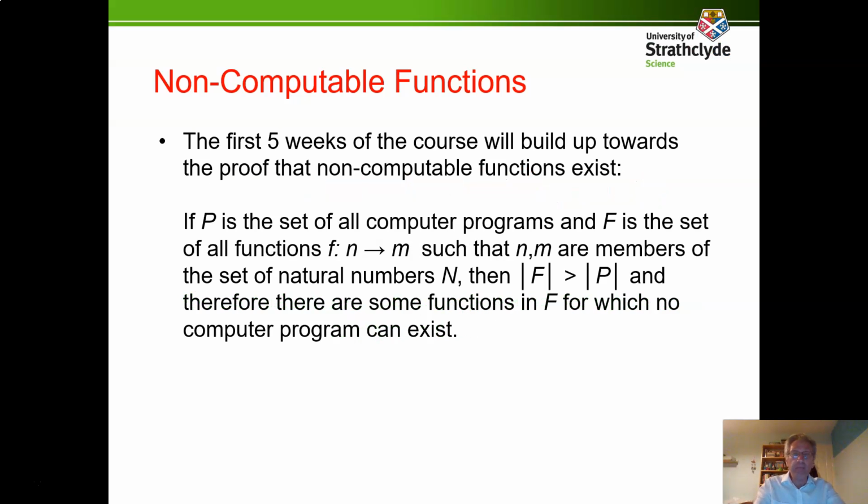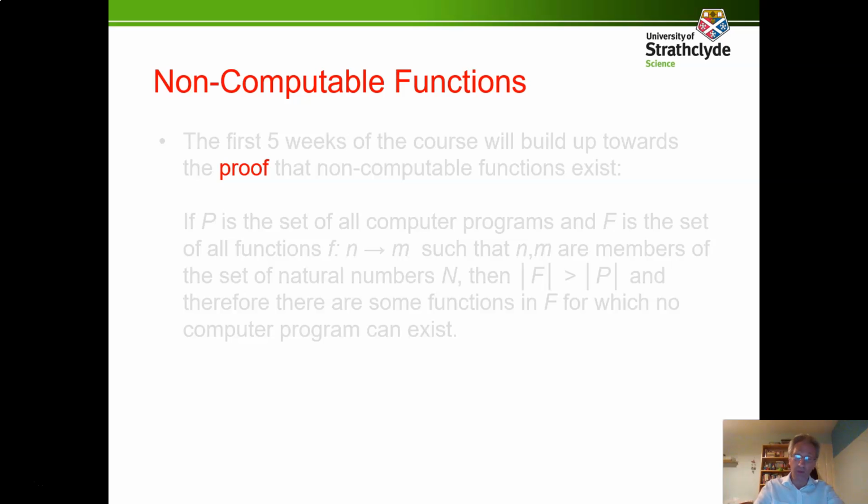So you might remember, or you might not, that in the first 5 weeks of this course, we're going to be looking at this proof that there are such things as non-computable functions, and we're building up to this. First of all, we've been looking at this word proof. And the MIU system, while it's not going to feel like proof, it's in fact going to be another example of doing proof. But this time it's proof in a formal system.